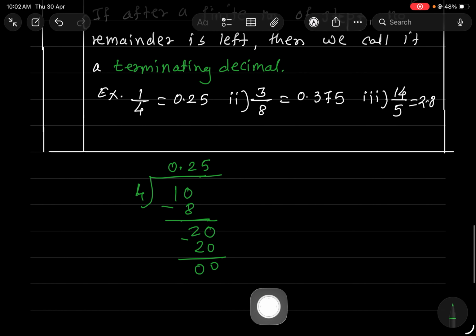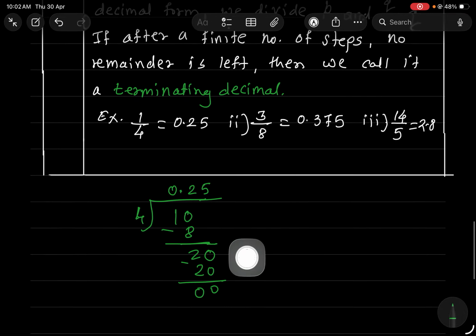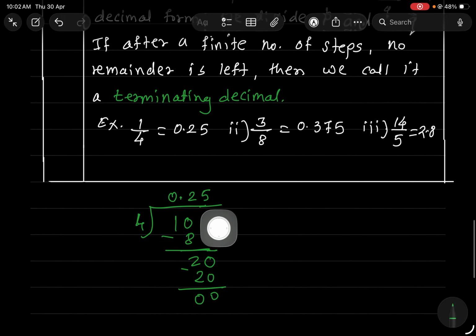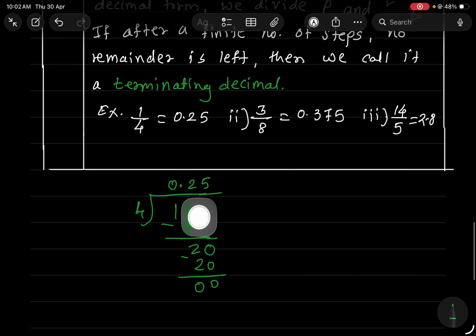Further, no more numbers come. Here the remainder is 0, so the division is complete, meaning after the decimal point it is complete. So it is terminating, and further we can't go because the remainder is 0. So 0.25 is the answer. That means it is a terminating decimal.